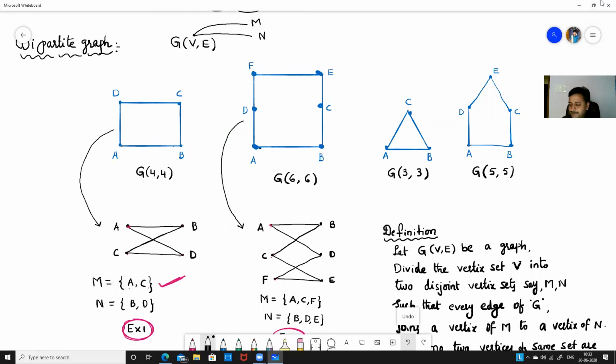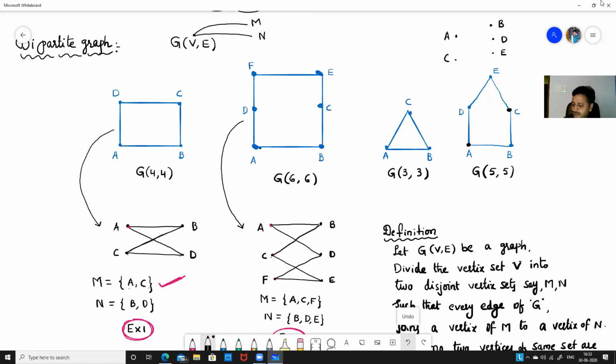Right? Let me check this one. Can I convert it into a bipartite graph or not? For example, if I take A and C at one place, remaining we have B and then D, B, D and then E.